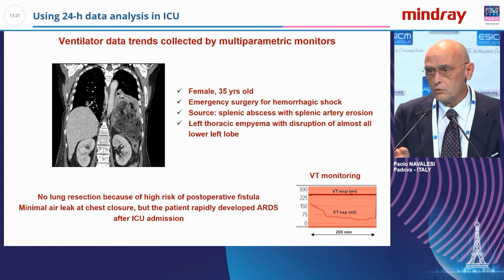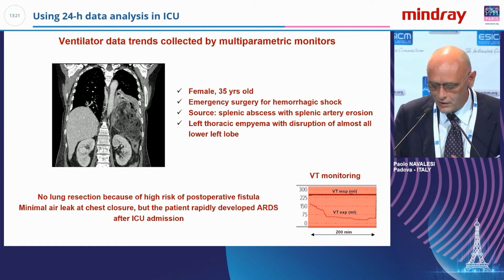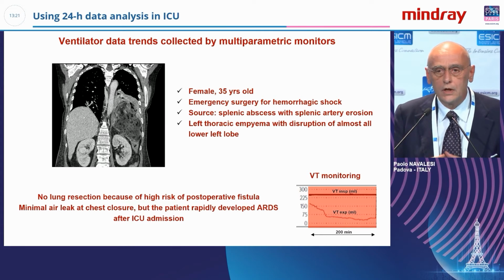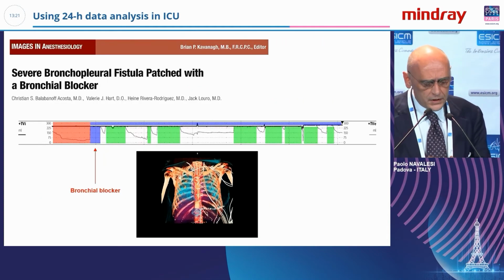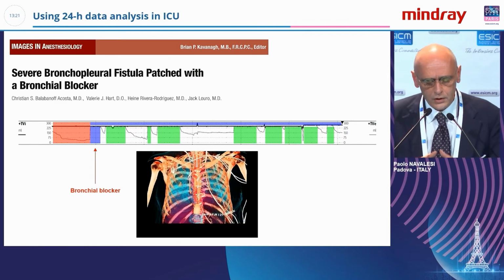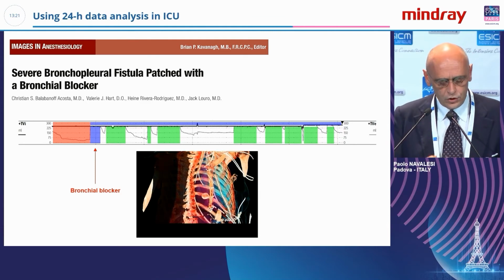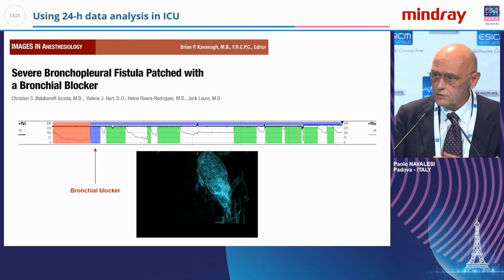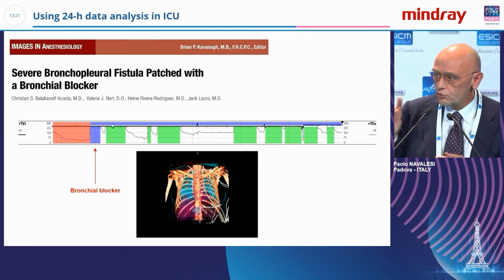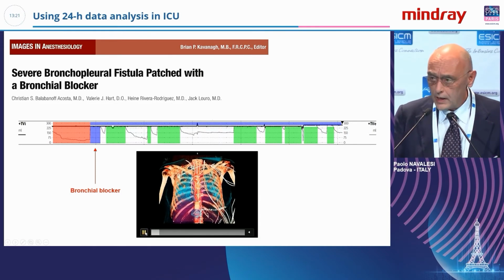So in this condition, we had 2 chances, at least in my opinion, I might be wrong. One, put the patient on extracorporeal CO2 removal, we were able to maintain oxygenation, and we decided to follow the indication in these images in anesthesiology, where the author put a blocker in the bronchus to eliminate the source of the leak. Now, this is actually what we did.